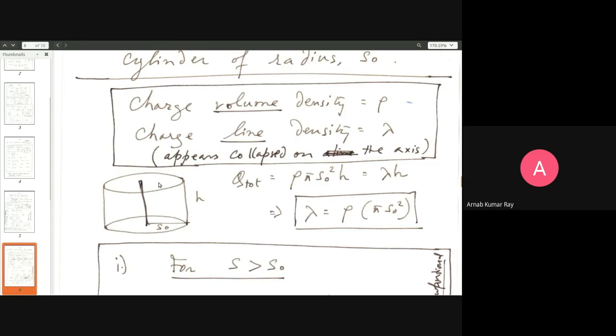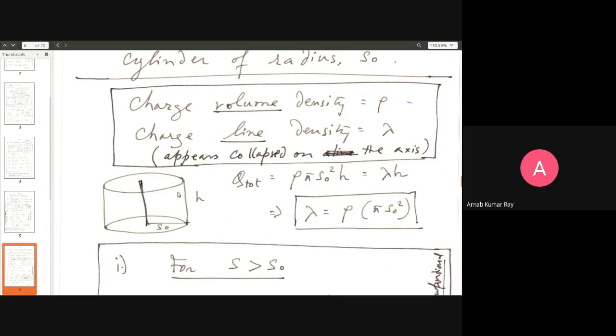So what is the total charge contained within this cylinder? That will be the volume of the cylinder multiplied by the density. The cylinder has a radius of S naught, so the disk area is πS naught squared. That multiplied by h will give you the volume of the cylinder.